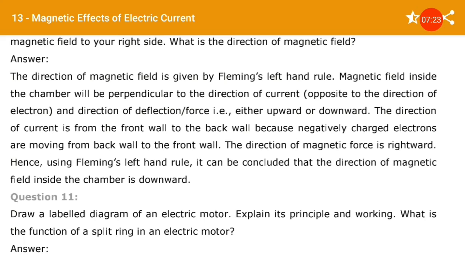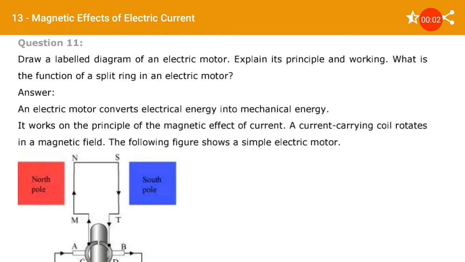The magnetic field inside the chamber will be perpendicular to the direction of the current, meaning opposite to the direction of the electron, and the direction of the deflection or force either upward or downward. The direction of current is from the front wall to the back wall because negatively charged electrons are moving from the back wall to the front wall. The direction of the magnetic force is rightward. Hence, using Fleming's left hand rule, it can be concluded that the direction of the magnetic field inside the chamber is downward.